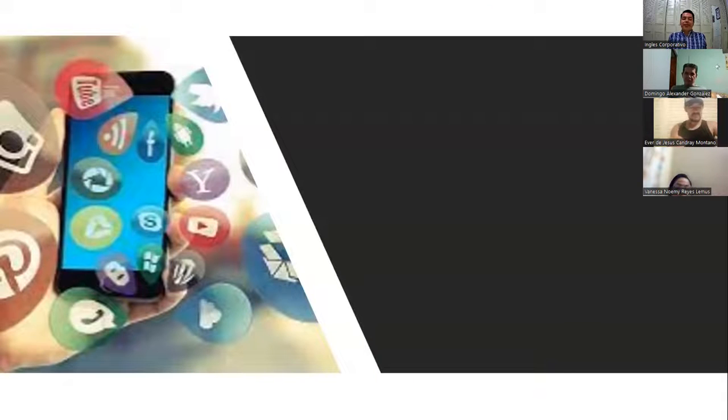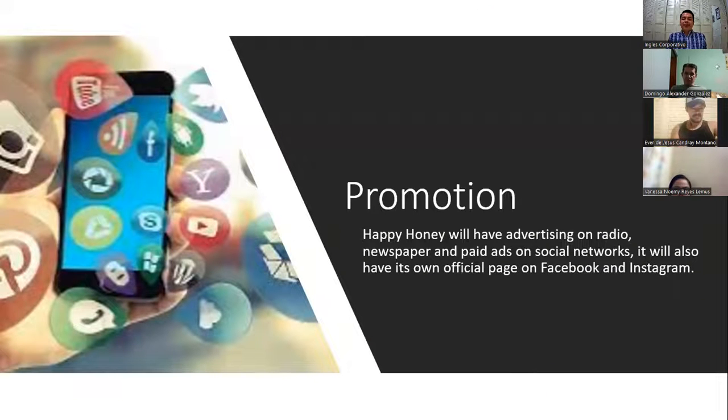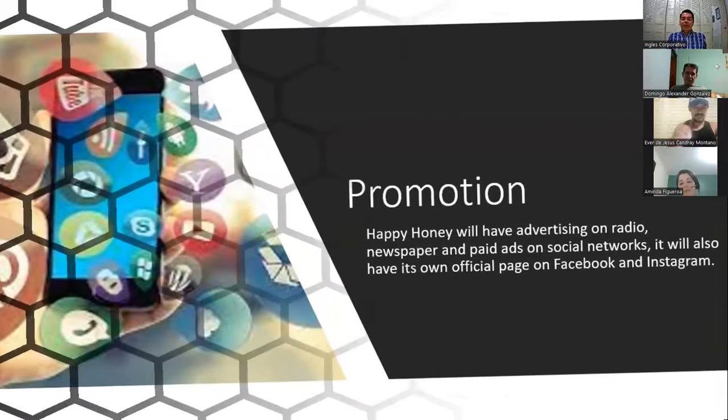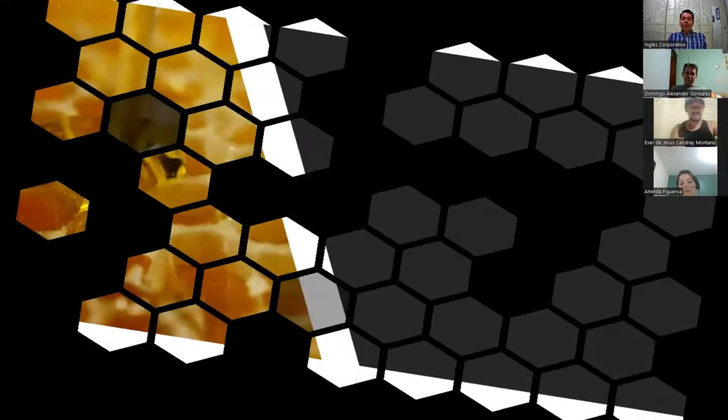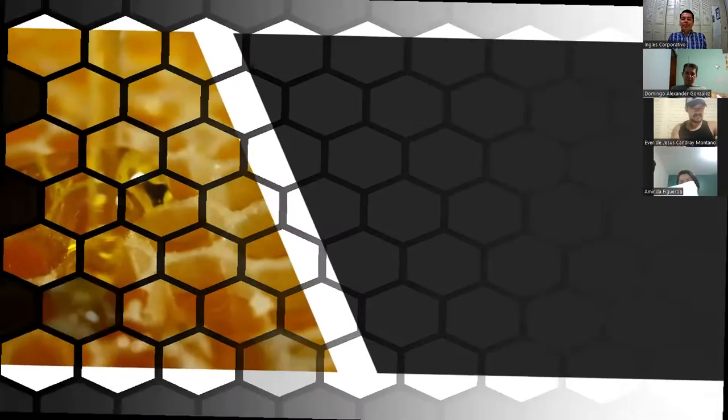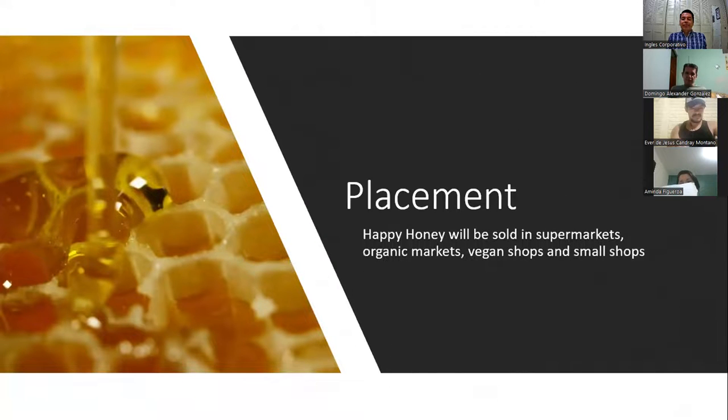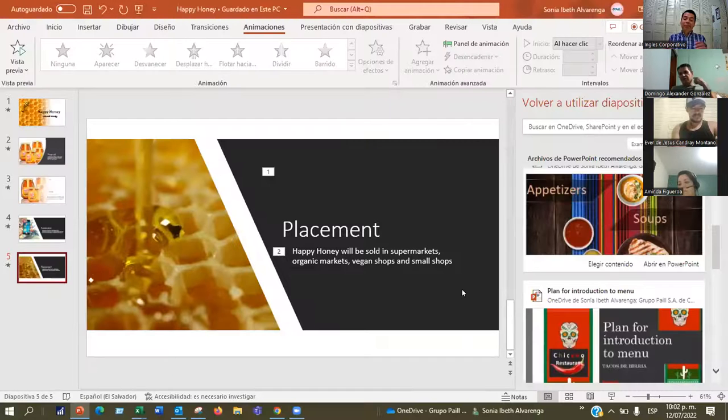And the promotion. Happy Honey will have advertising on radio, newspaper, and paid ads on social networks. We also have our official page on Facebook and Instagram. And the placement. Happy Honey will be sold in supermarkets, organic markets, vegan shops, and small shops. Thank you.